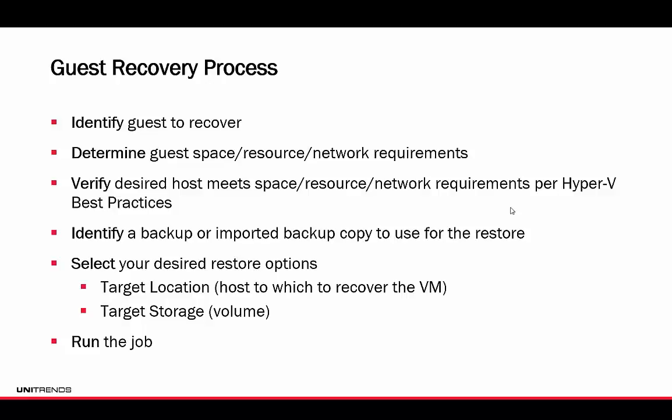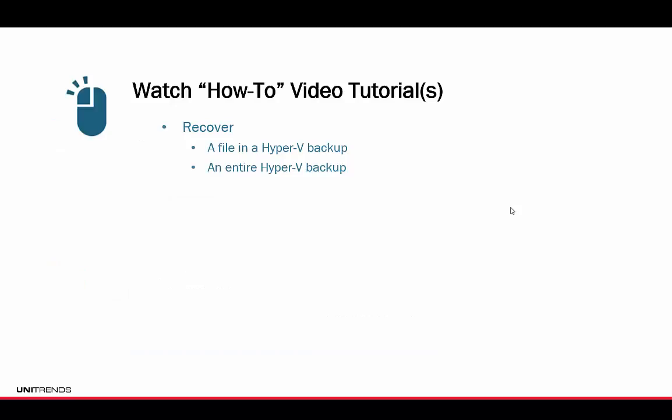If you have to import one back, then import it and then go to that imported backup copy. You're going to put in all your desired options once again, like your target, that's the host. You're going to choose your storage, and then you run the job. It once again restores with the original network configuration based on how the machine was backed up. So all you have to do is tell us where you want to store this thing and which host to use processor and memory from.